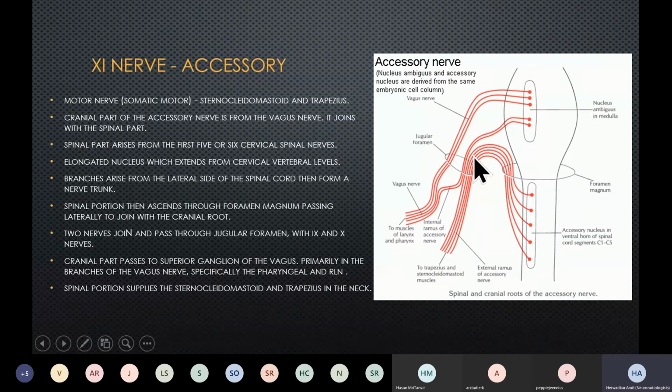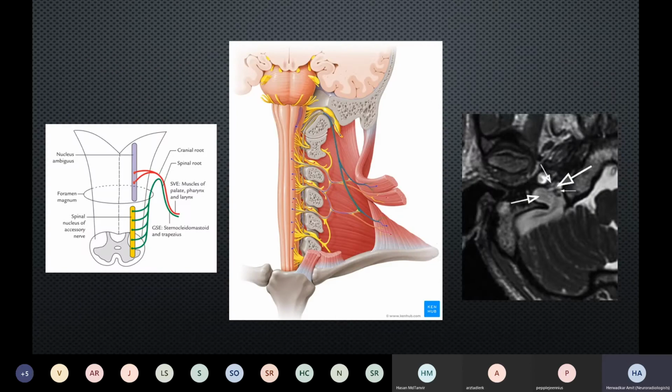So the spinal and the cranial join together again at the level of the jugular foramen, and then this fiber descends down again and supplies the sternocleidomastoid and the trapezius muscle. So it's a very unusual course that this now has. And this is just to highlight again the same findings.